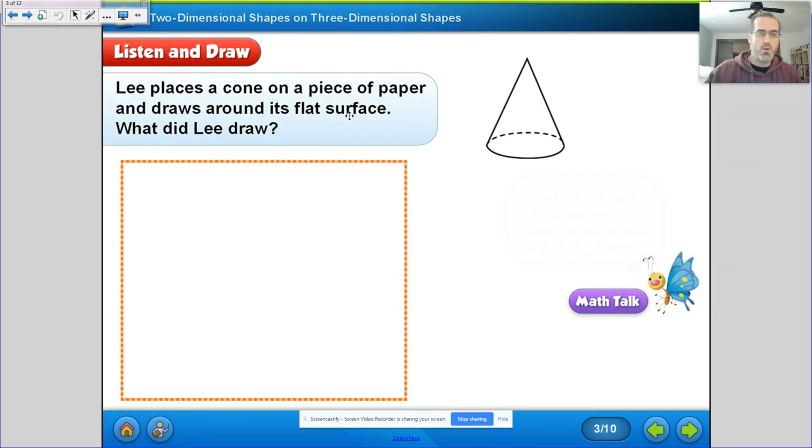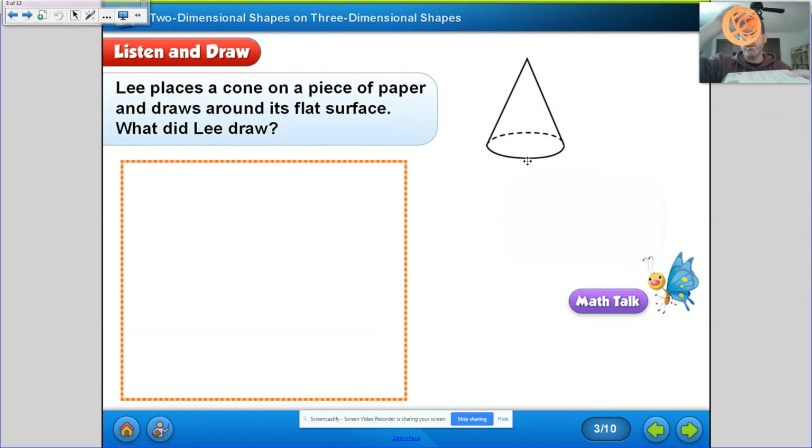Lee places a cone on a piece of paper and draws around its flat surface. What did Lee draw? So a cone, right, is this shape here. I know it's not a perfect cone, but let's look at it. The other one comes to a point. I'm doing the best I can. So this cone, what shape do we see on the flat surface? Now we define a flat surface. If I put this cone down and it doesn't move when I touch it, that means it's on a flat surface. The only flat surface that this cone has is right here as its base.